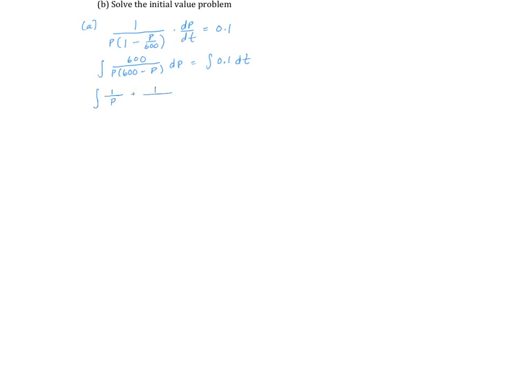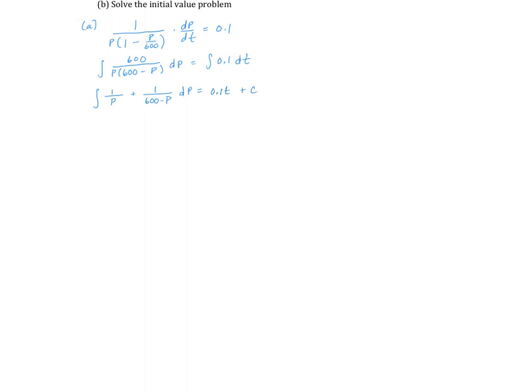But if you'd like to verify it, you can go ahead and add those two fractions together, and then you'd get back to where we started from. So the integral of 0.1 is just 0.1t, and then we have this constant at the end here.